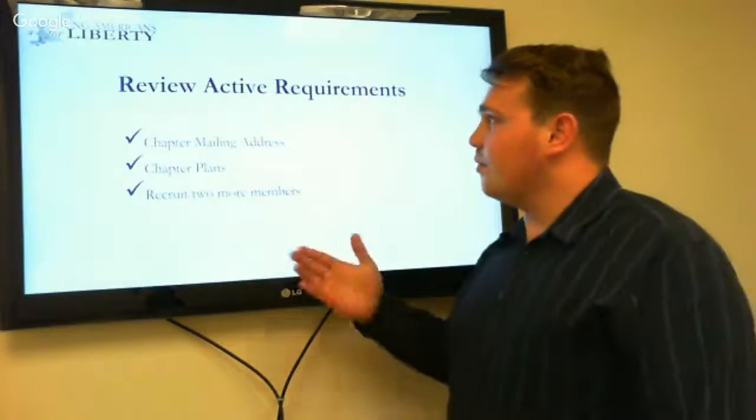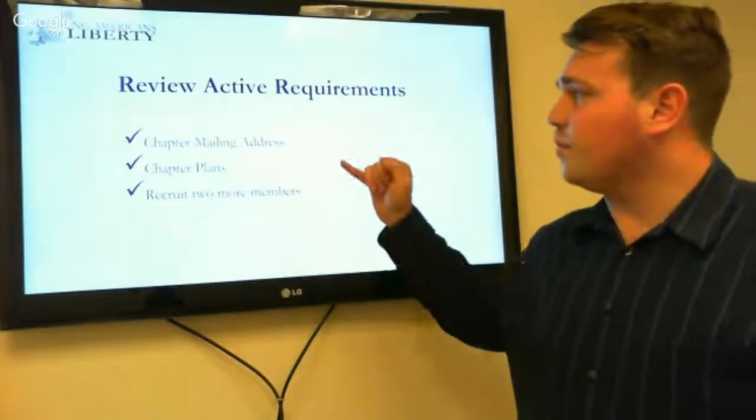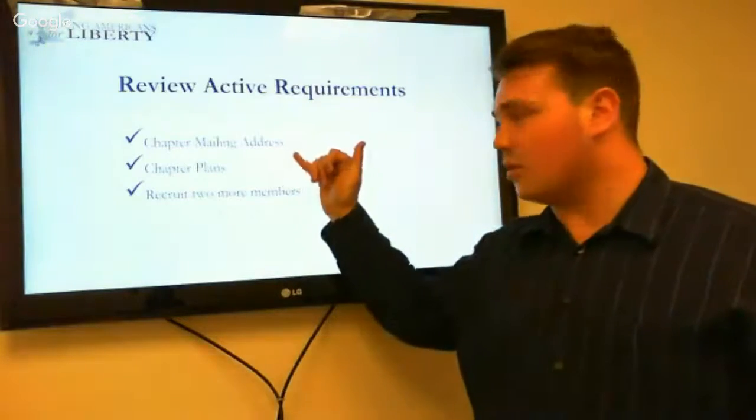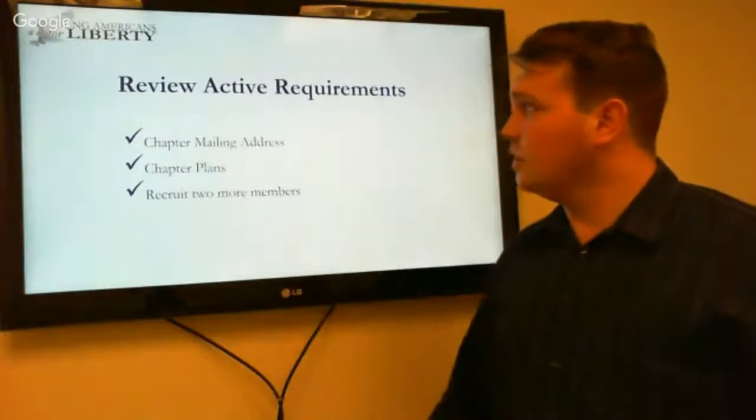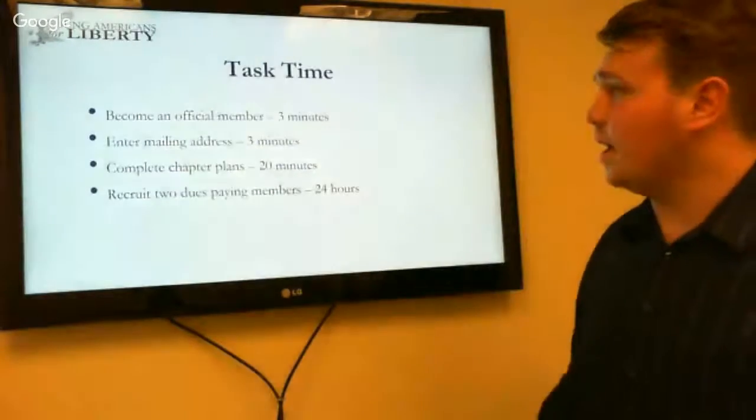So review active requirements. You want to go through and make sure you've got a good chapter mailing address, that it's the correct one, your chapter plans are done, and you've got 2 or more recruited members. Then boom, you're done.